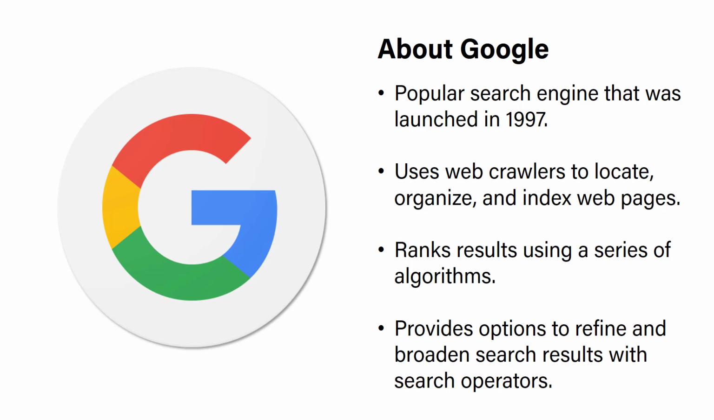How does it work, you ask? Google uses web crawlers to gather and organize information into a search index. As a user, you can then input your search terms and parameters called search operators that will help you locate the information you need online.